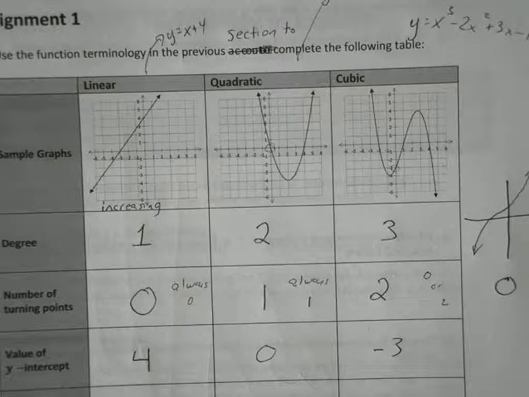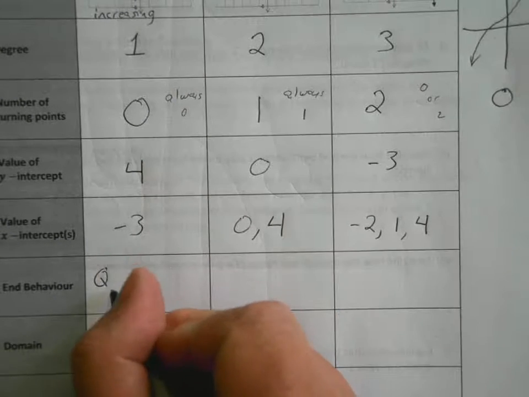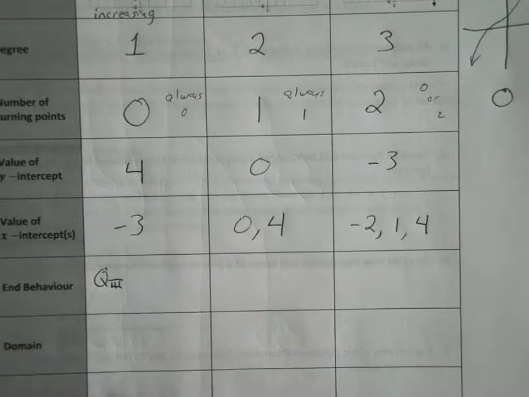Okay, I'm going to make it worse. You would write, when they ask you for end behavior, quadrant 3. You can write out the word quadrant if you really want to. I'm way too lazy. Quadrant 3 to quadrant 1.